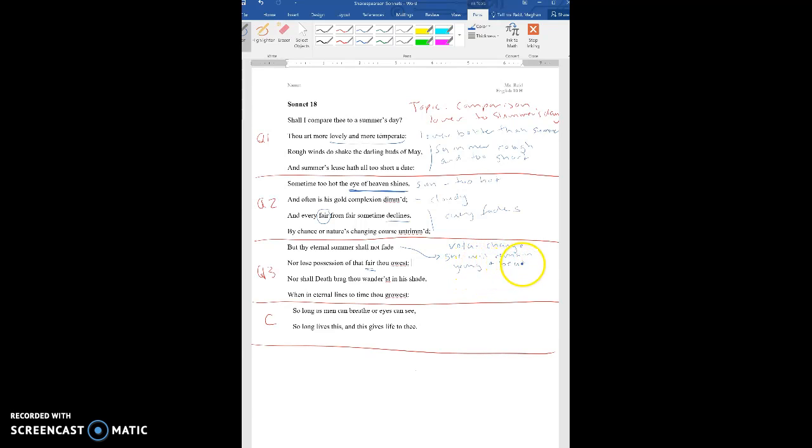So young and beautiful forever. Now we know that this is not logical. Everybody dies, everybody's beauty fades, but it's an interesting twist here. Remember, the volta is that change. "Nor shall death brag thou wanderest in his shade." Here we have personification of death.